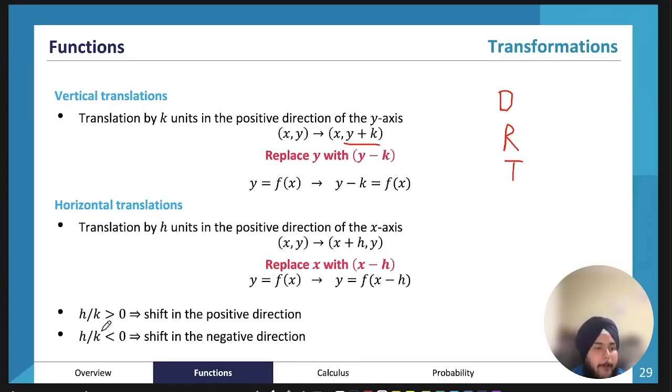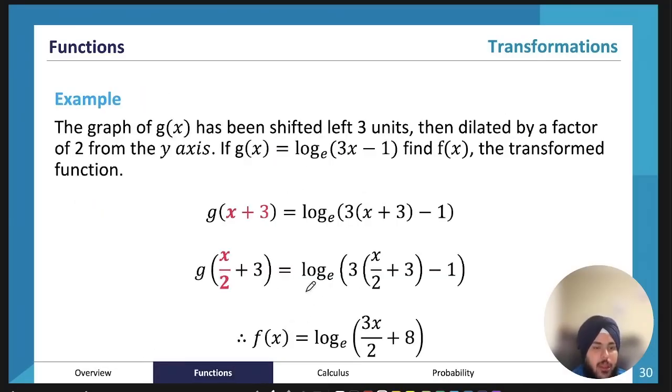So this is actually indicated over here. If it's positive, it shifts in the positive direction. If it's negative, it shifts in the negative direction. So if it's shifted left 3 units, then we do x plus 3. We can apply that transformation first before applying the next transformation, or we can apply it in the same step. And then we have dilation. So dilation from the y-axis affects the x value. So we just divide by 2.